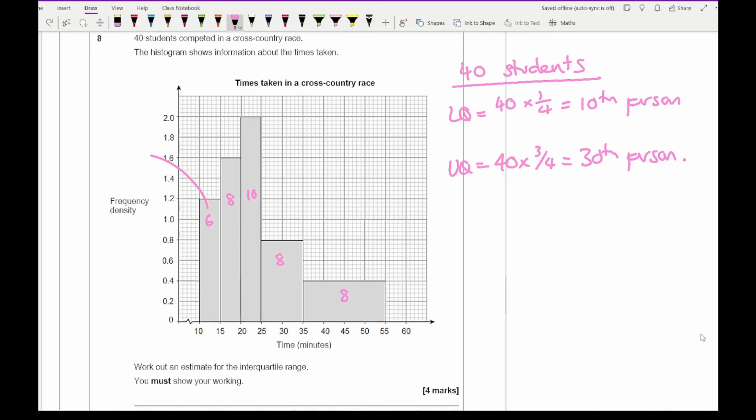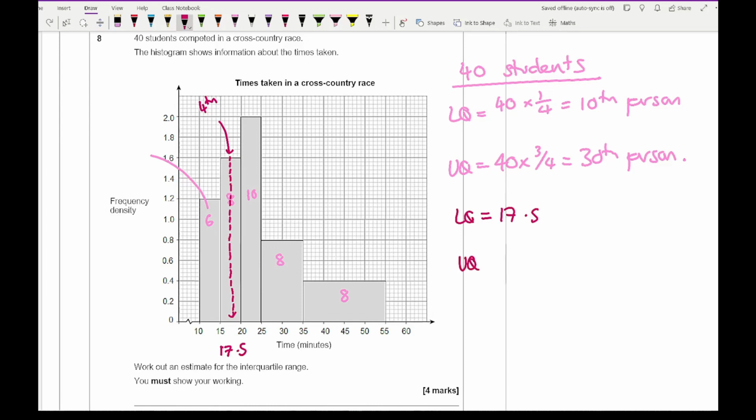So looking at the 10th person, I've got 6 there and I need the 4th person here. Now, if there's 8 people in there and I need the 4th, it's going to be basically halfway. And halfway between 15 and 20 is 17.5. So the lower quartile is 17.5. Now remember that the quartile values are what you're reading from this horizontal axis.